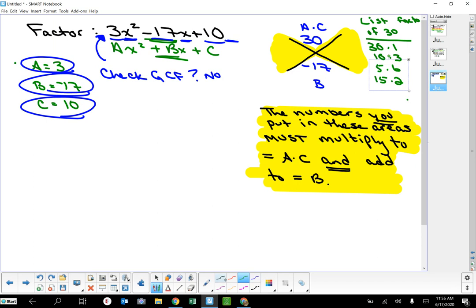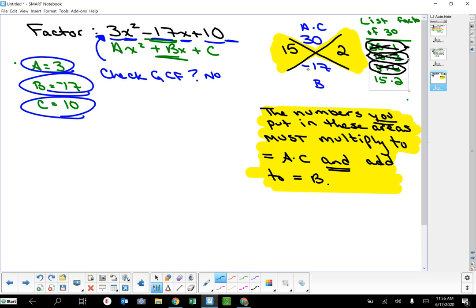And then you're going to just look at them one at a time. Will this one, 30 and 1, ever add to a negative 17? And we can deal with signs later, but add or subtract, this will give you a 29 or a 31. So this one won't work. 10 and 3 will add to 13 and subtract to 7. So that one won't work. 5 and 6 will add to 11 and subtract to a 1 or a negative 1. So that one won't work. 15 and 2 will add to 17. So those are the 2 numbers we're going to use.